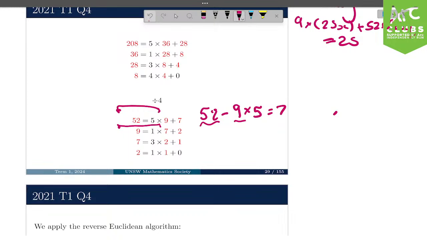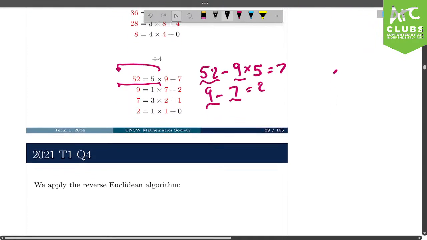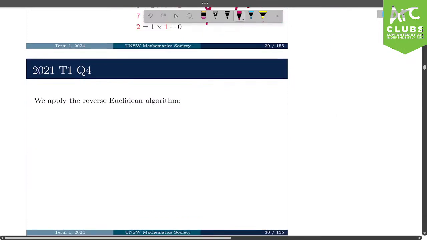And like at the very bottom, we have 2 is equal to, how do you put it? Never mind. But you can basically do this for all of them. So you can have 9 minus 7 is equal to 2. So you can express 2 in terms of 9 and 7, which are bigger numbers. So that's basically the whole idea of the reverse Euclidean algorithm.